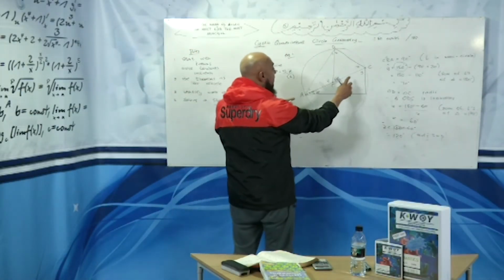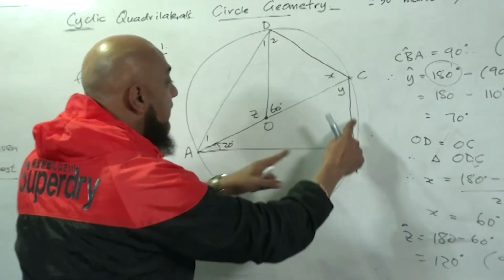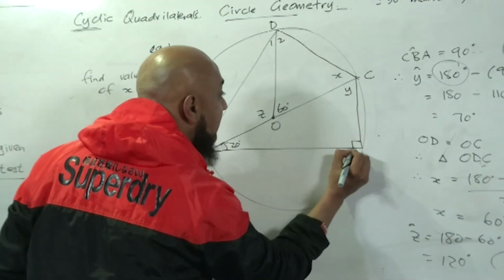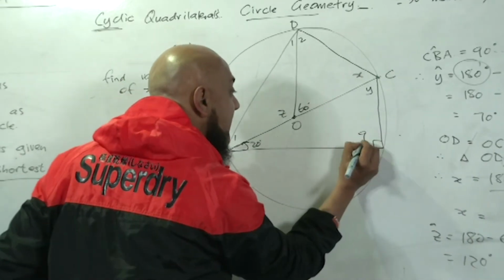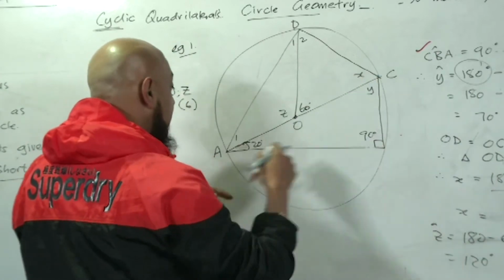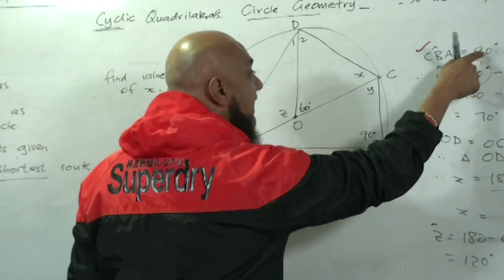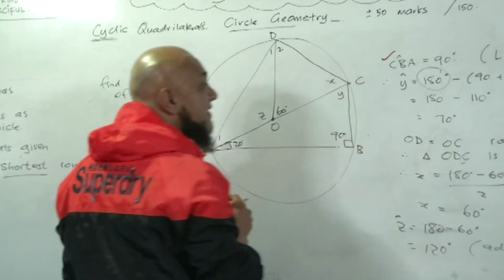We said we needed to find the value of x, y and z. So we started with the diameter. We know that the diameter subtends 90 degrees at the circumference, and that was the first statement. Angle CBA is equal to 90 degrees. Why? Angles in a semicircle.